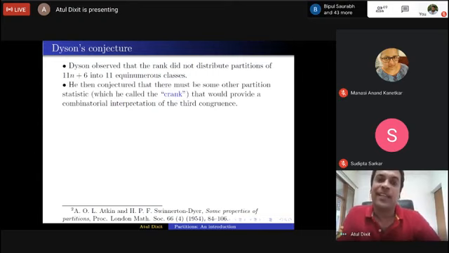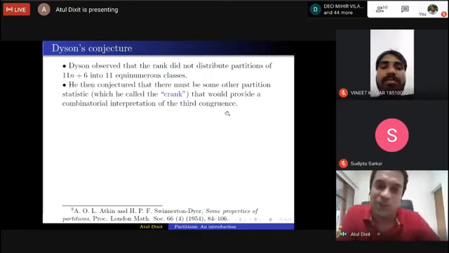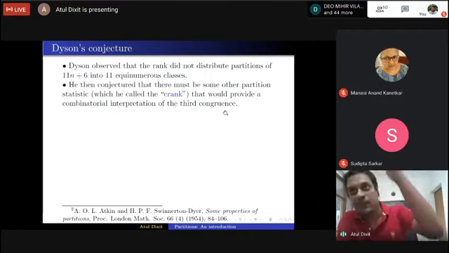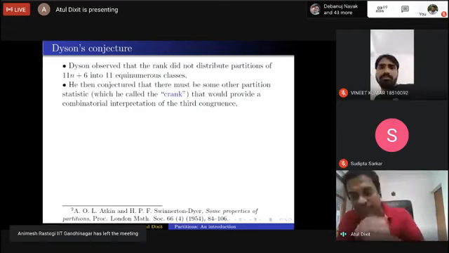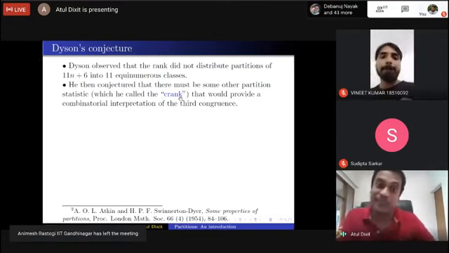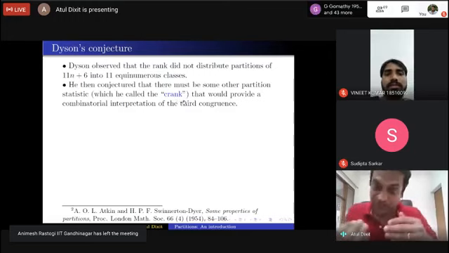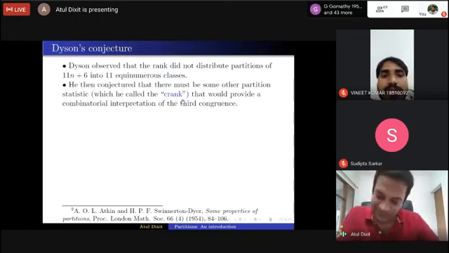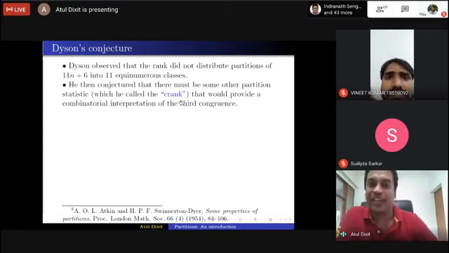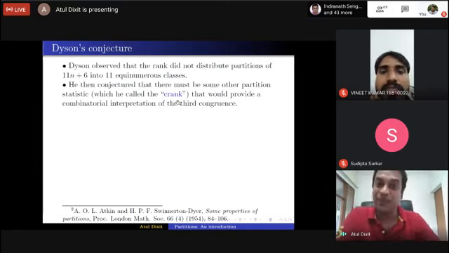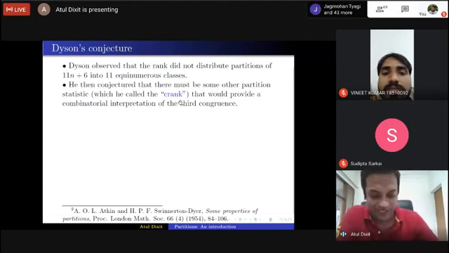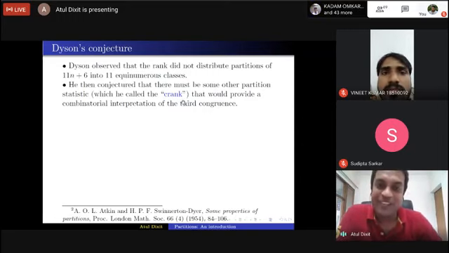So he hypothesized the existence of another statistic that he called crank, which would give a combinatorial interpretation of this congruence, which would say that, okay, here is how you get modulo 11 each and every residue class if you classify them on the basis of this crank. But he did not know what this crank is. So he said that this is probably the first instance where an arithmetic function has a name even before it is defined. And very nicely, he ends his paper by saying that may it be preserved from the ignominious fate of the planet Vulcan.